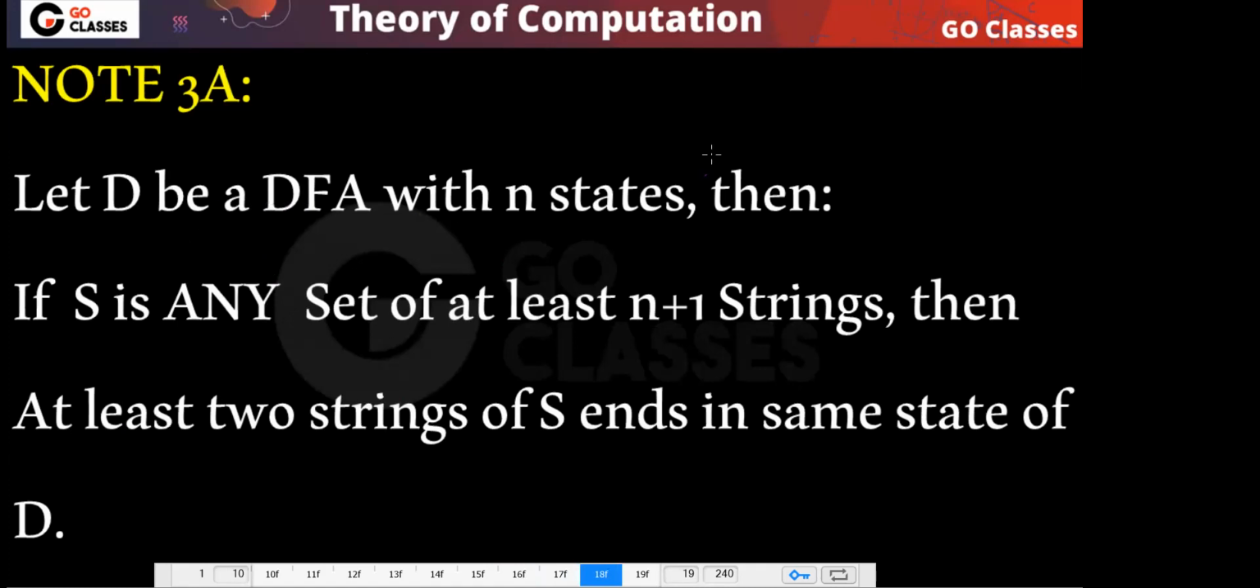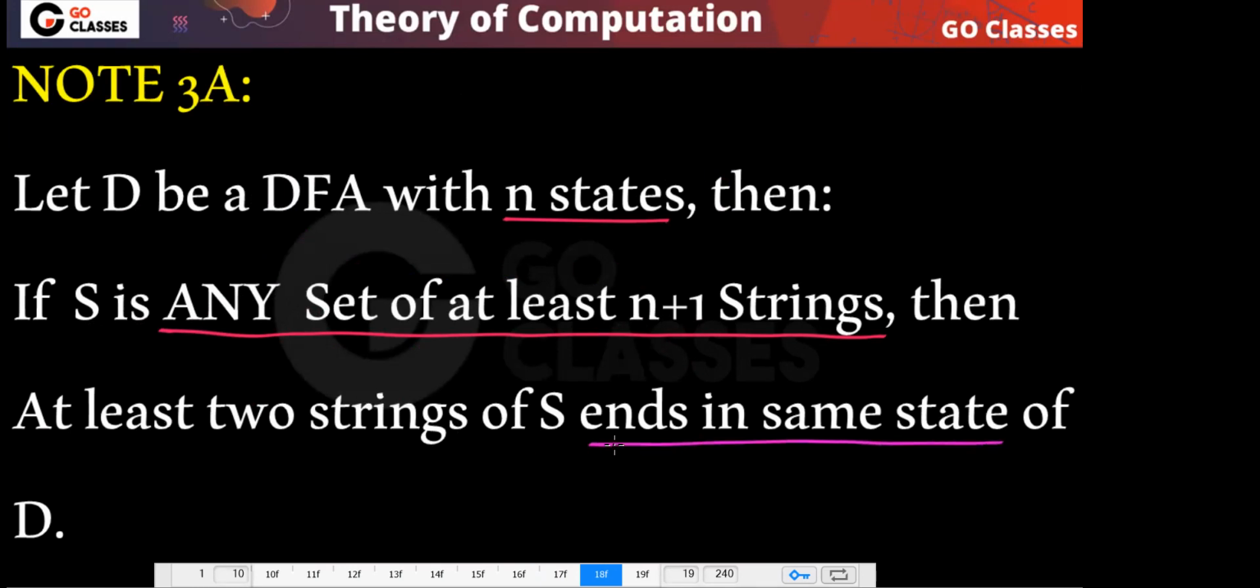If D is a DFA with n states, and S is any set of at least n plus 1 strings, then at least 2 strings of S end in the same state. At least two strings of S will end in the same state. Is this true? Why is this statement true? Yes, because of the pigeonhole principle.